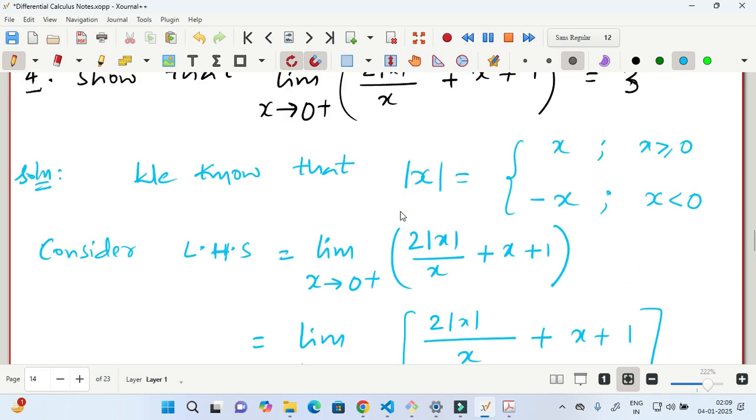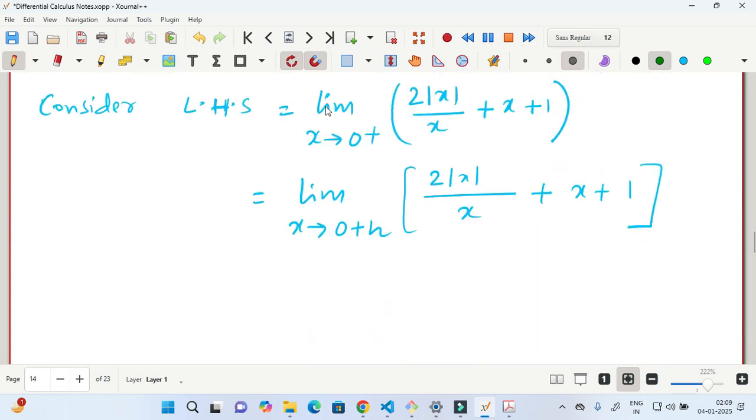So what is the definition of modulus of x? 0 plus h. So 0 plus in the sense what? Greater than 0. 0 plus means a little greater than 0, like 0 plus 0.00001, a value like 0.000145678. So in that case you have to select modulus of x as x, since x is greater than 0.